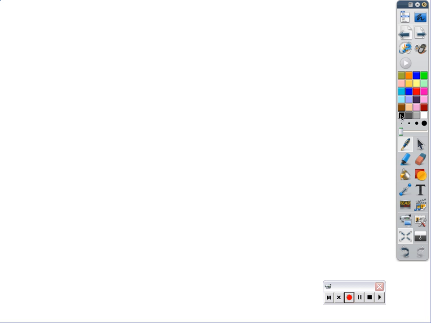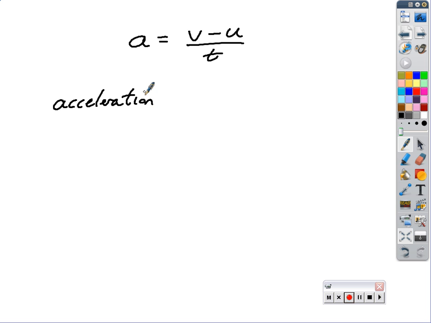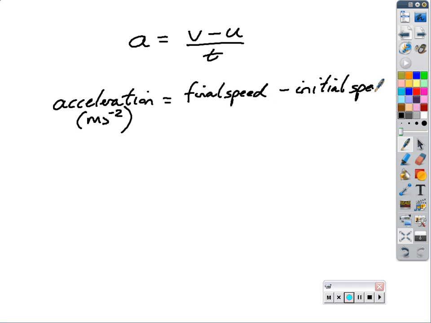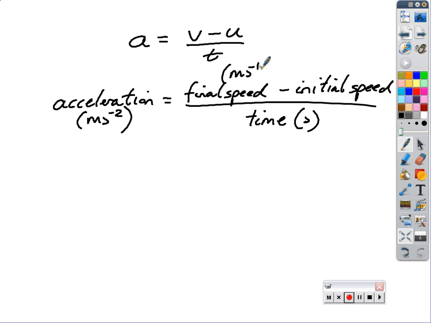So let's do that. The formula you need is A equals V minus U over T. Put this in your drawers. Acceleration, and that's measured in meters per second to the -2. Notice the -2, not a -1, equals final speed minus initial speed, and that's all divided by time. That is in seconds. Final speed's in m/s to the -1. That's in m/s to the -1 as well. Okay?